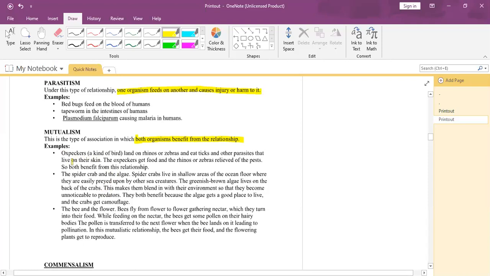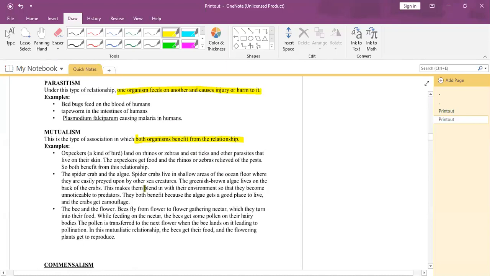the oxpecker. The oxpecker is a kind of bird, right? It lands on rhinos or zebras, and eats the ticks and other parasites that live on their skin. Right, the bird gets food, and the rhinos or the zebras are relieved of the pest. So both benefit from this relationship, right? The bird is getting food by feeding on the ticks on the zebra, and then the zebra is also being relieved of the damage caused by the pest or the ticks. One is getting food, the other one is relieved of the pests.